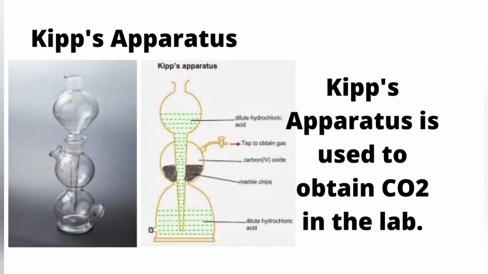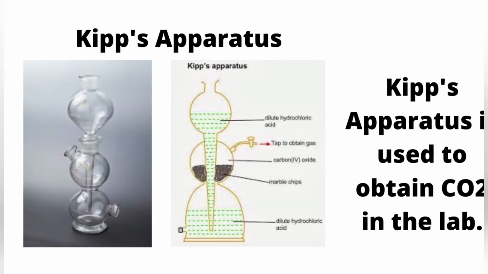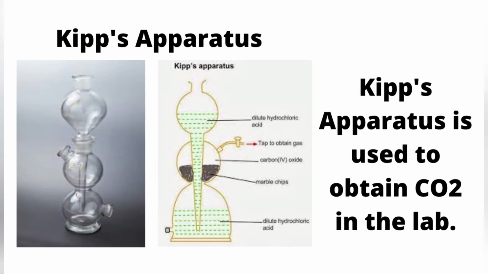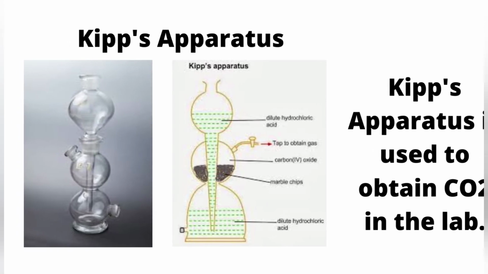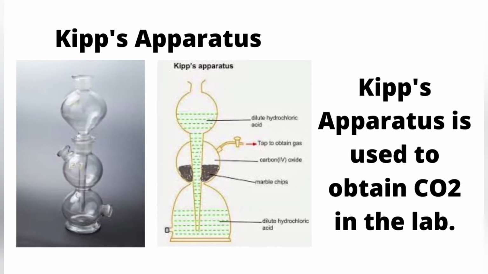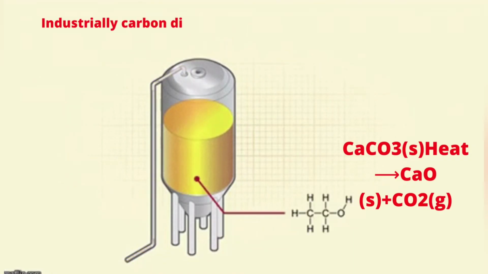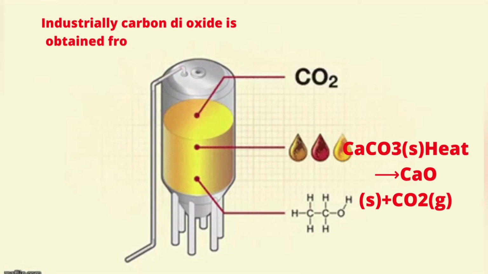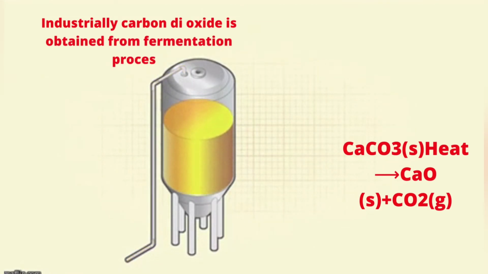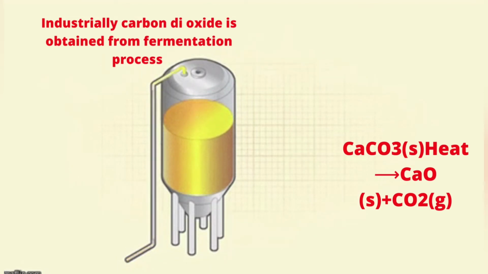This diagram is called the Kipp's apparatus. It allows us to obtain carbon 4 oxide from the laboratory at any time it is needed. It consists of marble chips and dilute hydrochloric acid. So every time the jar is opened, the gas is collected as the reaction occurs. The CO2 can sometimes be collected over water. We can also get carbon 4 oxide in industry as a byproduct during the fermentation process. Fermentation is catalyzed by enzymes such as zymase and the rest. You can see the reaction in this process. Carbon 4 oxide is given to us as a byproduct.